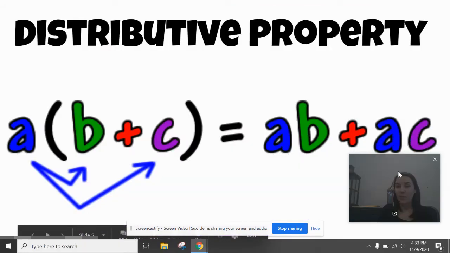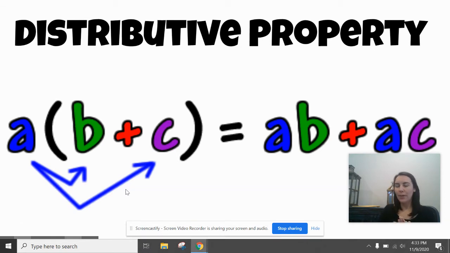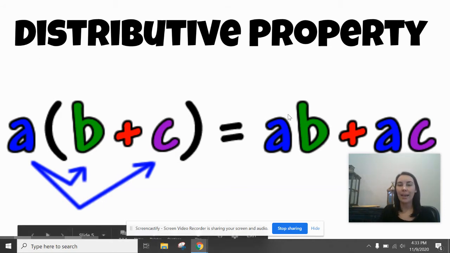Okay, my favorite, the distributive property. You could also think of this as the Oprah property. If you've ever seen the video or the gif of Oprah saying, you get a car, you get a car, you get a car. That's the distributive property. It's distributing something to everybody. So the A is being distributed to the B and the C, which makes AB plus AC.